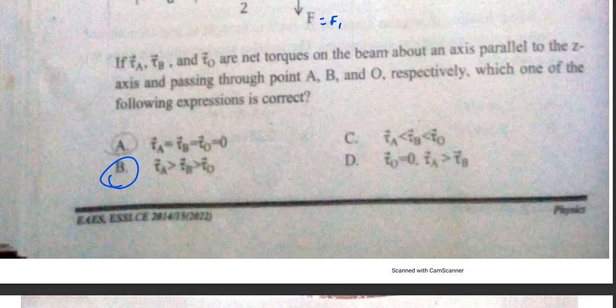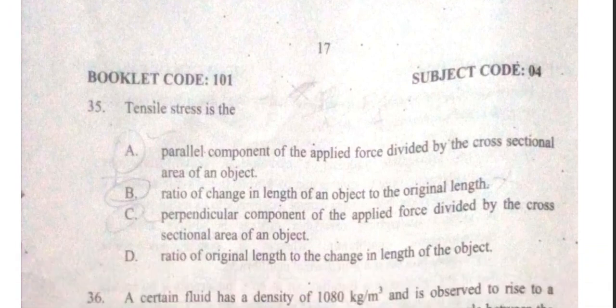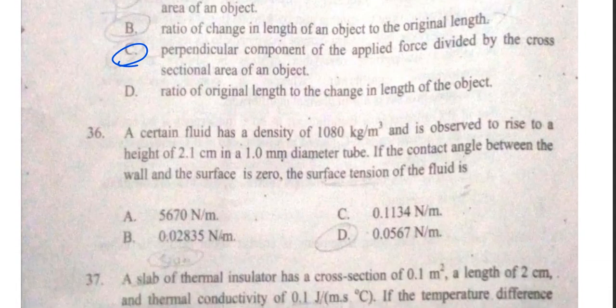Question number 35. Tensile stress is force applied on a given surface area or area. ስለሆነ the answer is C. Perpendicular component of the applied force divided by the cross-sectional area. 36. A certain fluid has a density of this much and it's observed to rise to the height of this one.